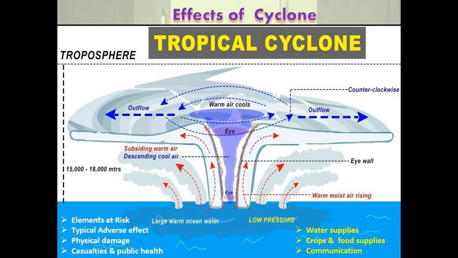Physical damage. Structures will be damaged or destroyed by the wind force, flooding and storm surges. Light pitched roofs of most structures, especially the ones fitted onto industrial buildings, will suffer severe damage. Casualties and public health. Caused by flooding and flying elements, contamination of water supplies may lead to viral outbreaks, diarrhea, and malaria. Water supplies. Ground and pipe water supply may get contaminated by floodwaters.